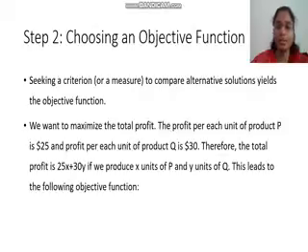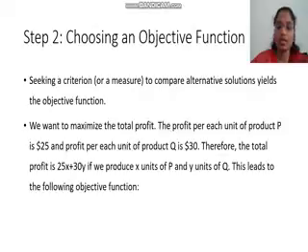So in this particular problem, the profit given by each unit of product P will be $25, and the profit given by each unit of product Q is $30. So the total profit will be calculated by 25x plus 30y. For example, if 10 units of X are produced, that is 25 into 10, plus if 5 Y products are produced, then 30 into 5. That is the total profit that we are going to get from these two products.